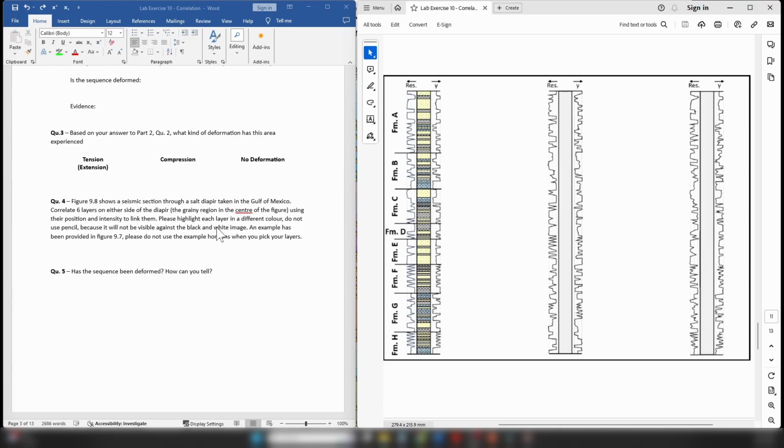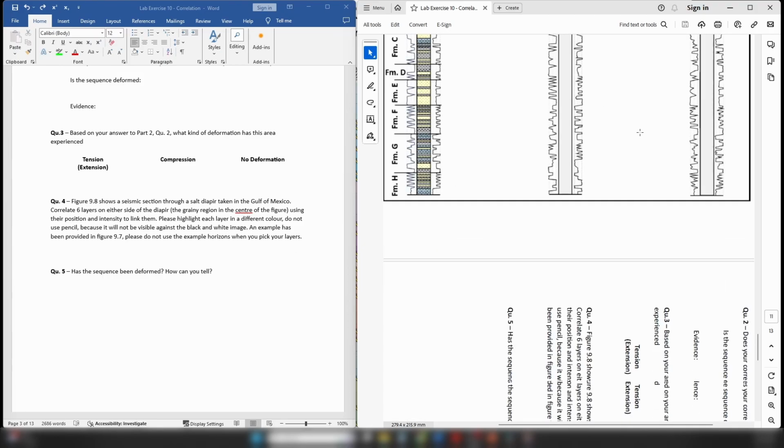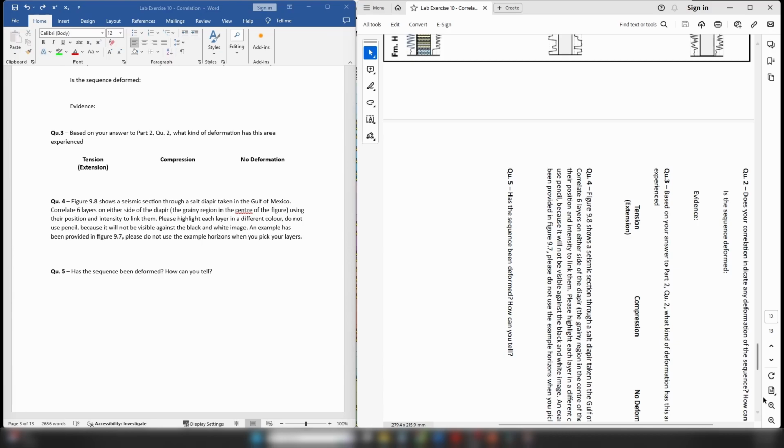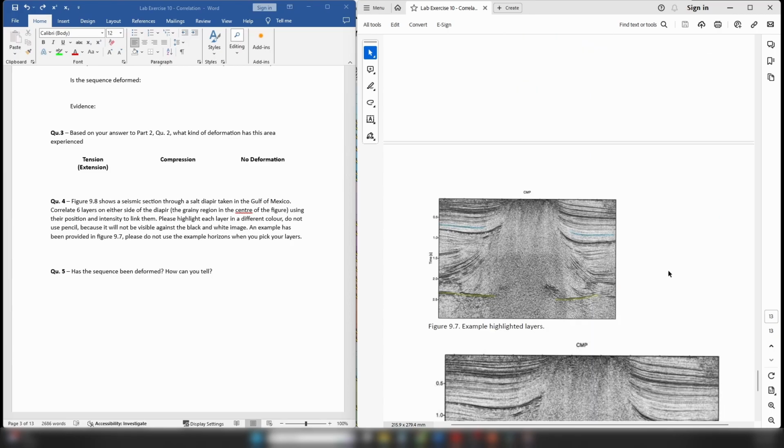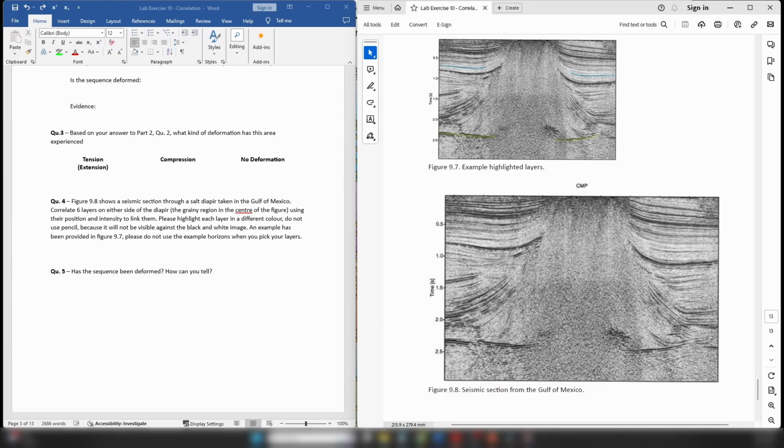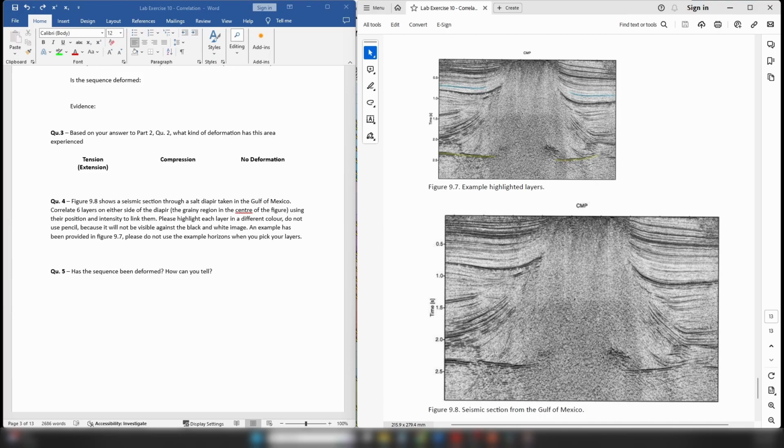So for question 4, we are going to be looking at a seismic section. And I'm actually going to come over here to the Adobe document, and I'm just going to rotate things back where they need to be. And I'm going to drop down here to our seismic section, and here it is. It might look quite intimidating, but this is a relatively straightforward seismic section.